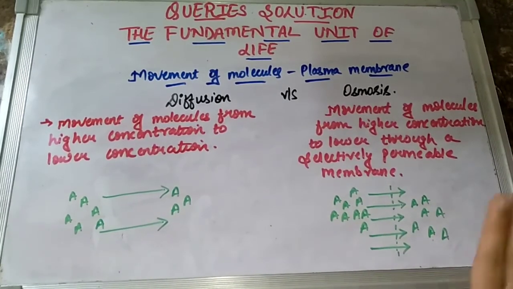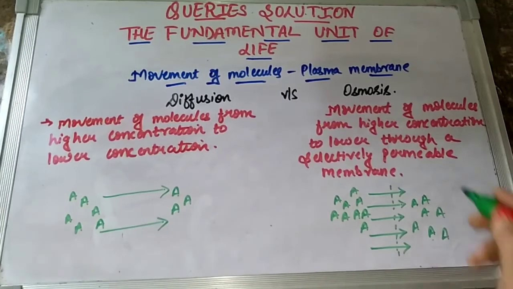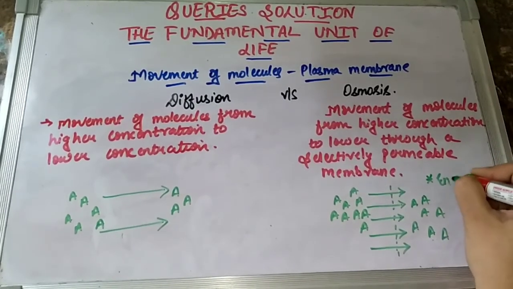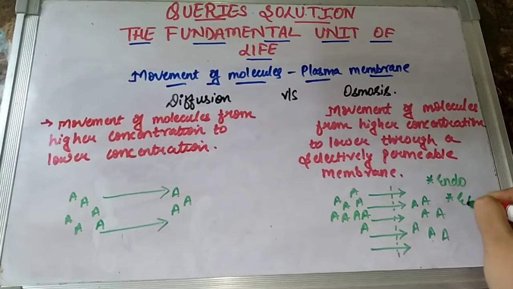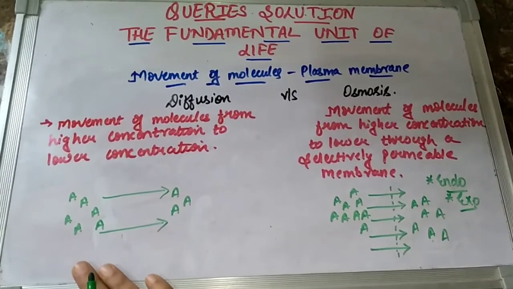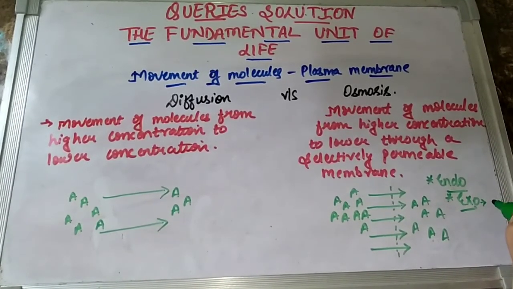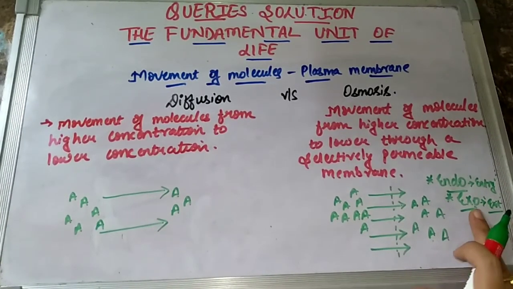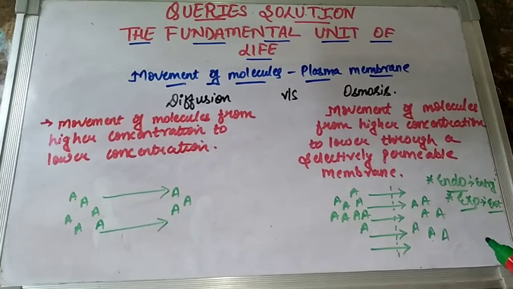Also, when you talk about osmosis, children, there are two types of processes under osmosis. One process is known as endo-osmosis and the other is known as exo-osmosis. Such processes we do not see under diffusion. Exo-osmosis means the process which allows the exit of water molecules, and endo-osmosis means the process which allows the entry of water molecules. So if the water molecules are coming inside the cell, it is known as endo. If they are going outside the cell, then the process is known as exo.